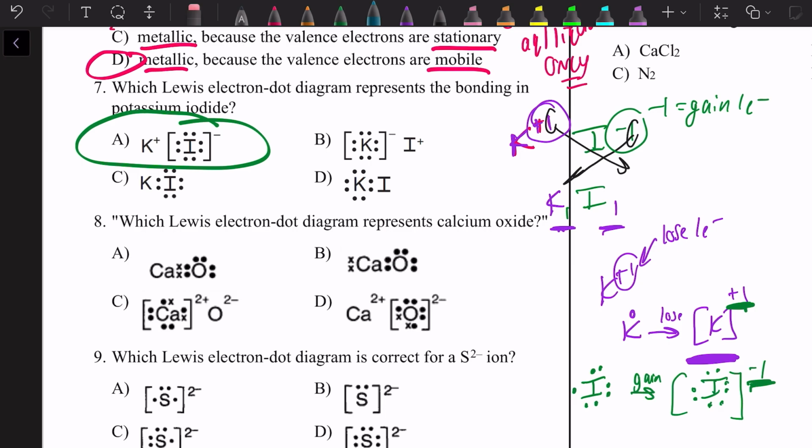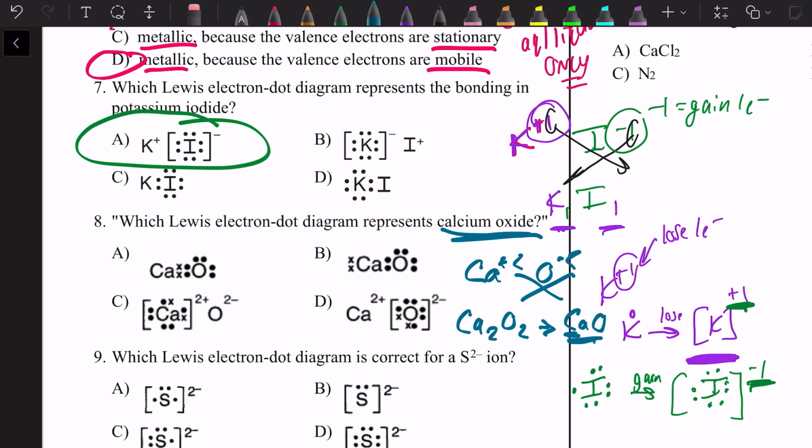Okay. Number 8 is very similar, calcium oxide. Our formula for calcium oxide is crisscross Ca2O2, which is simplified to CaO. So 1 calcium, 1 oxygen.